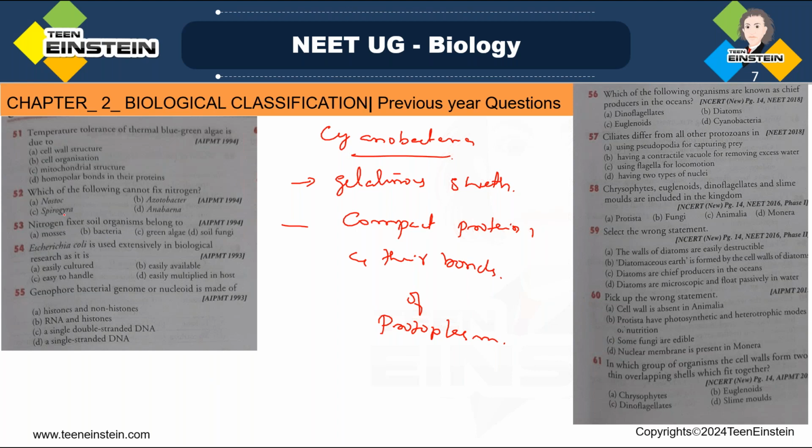So here option A, cell wall structure, that is the right answer. So cyanobacteria have good adaptability to live in extreme conditions, and that is due to the protein molecules present in their protoplasm, and the compactness of this protein which can survive in extreme conditions. So here the right answer is A, cell wall structure. The structure of the cell wall is helping them to withstand these extreme conditions. Okay.